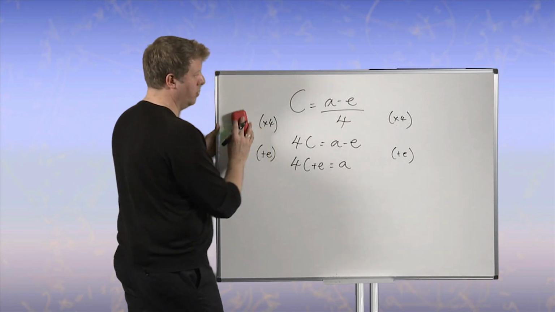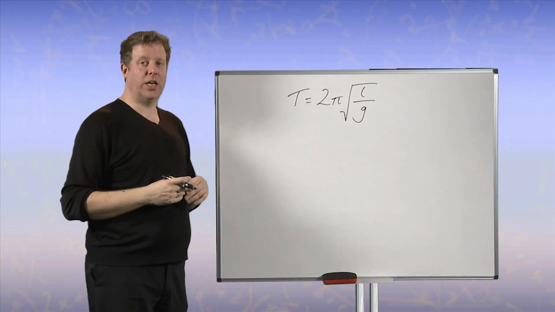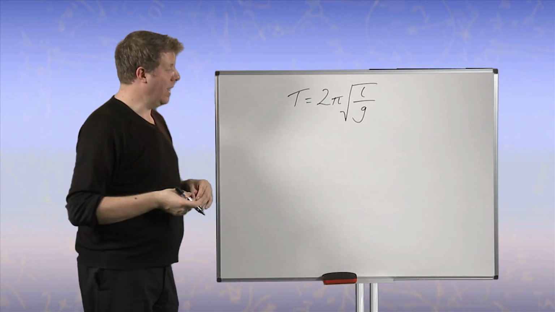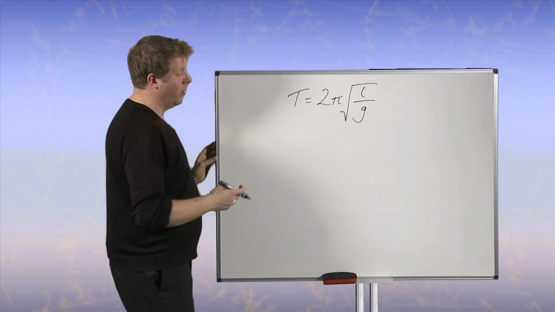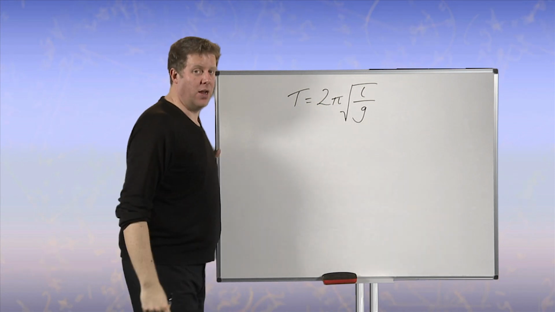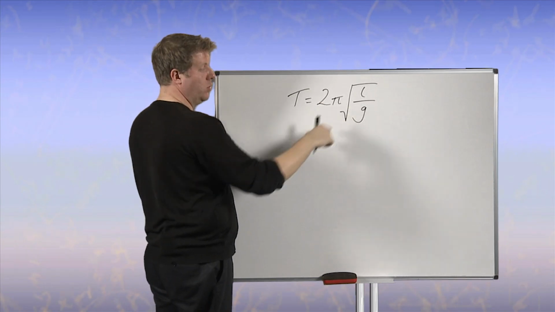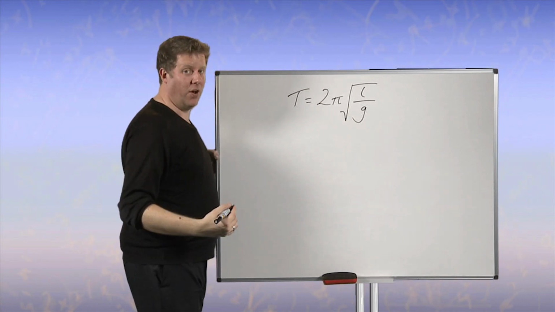More complicated example this time, but the process is exactly the same. My formula this time is t equals 2 pi multiplied by the square root of L over G. And I want to make L the subject of this formula. Now, let's look at what I need to get rid of first then. Well, that square root sign is obviously keeping control of those, and that 2 pi would have been the last thing that was done, so it needs to be the first thing I get rid of here. 2 pi multiplied by that means I need to divide in order to get rid of it.